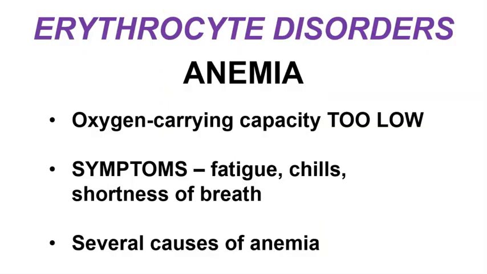So let's take a moment and examine some disorders of erythrocytes. One of the major erythrocyte disorders is referred to as anemia. Anemias are any condition in which the oxygen carrying capacity of the blood is too low. This could come from too few red blood cells, too little hemoglobin, too little iron in that hemoglobin, or it could also be a result of the insufficient production of erythrocytes. Most of the anemias will show the same basic set of symptoms, things like fatigue, chills, and shortness of breath. So let's examine some of the primary causes of these anemias.